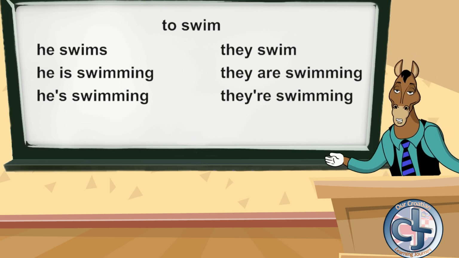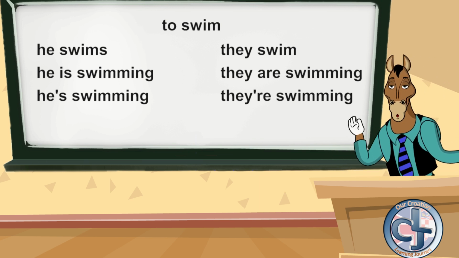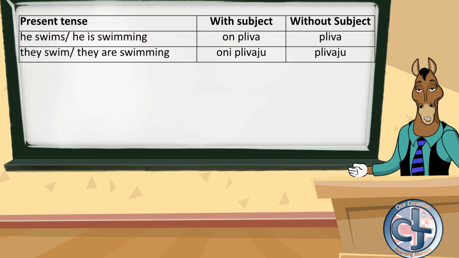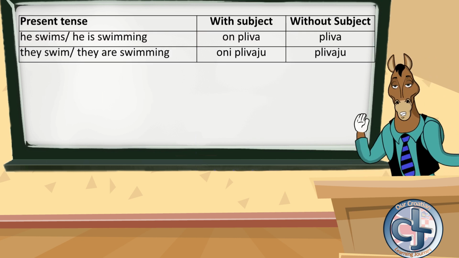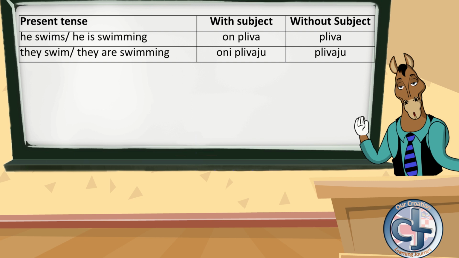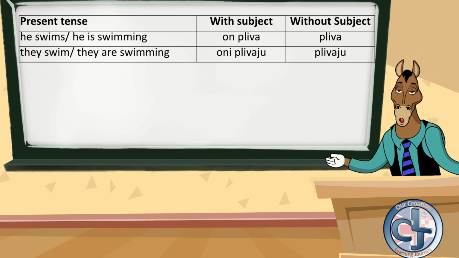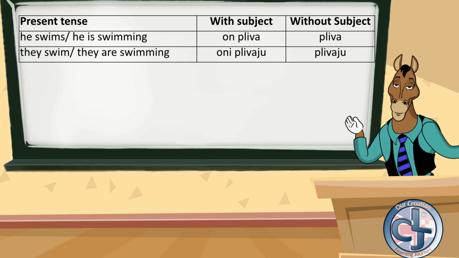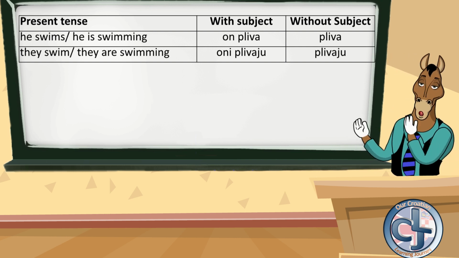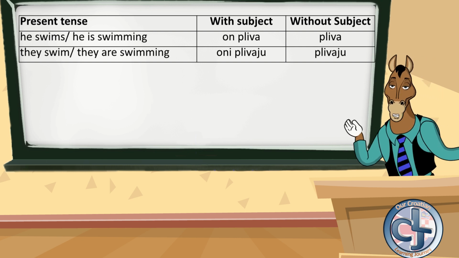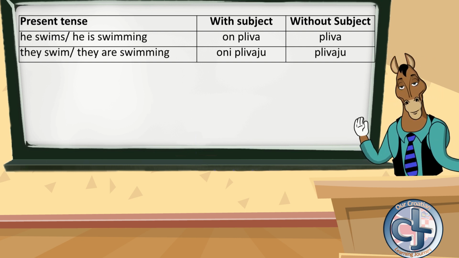In Croatian, the ending also indicates who is doing the action, and we can see there are two different ways we can write this. If we wanted to say he swims or he's swimming, we could say on pliva. And if it was obvious who the subject was, we could just say pliva. And for they, it works the same, but instead we add ju to the ending, and we get oni plivaju, or we could just say plivaju.